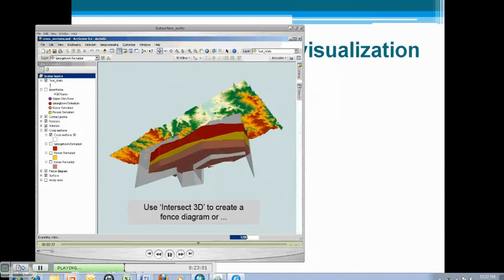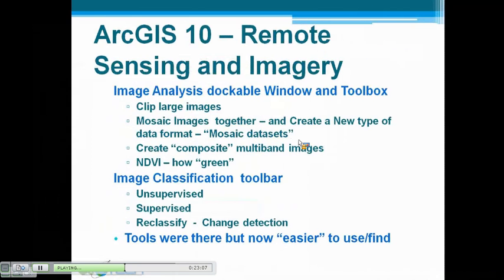Vegetation index, which is used in land use change and agriculture. You know, how green is your green? Your vegetation. The last one here is the image classification toolbar.